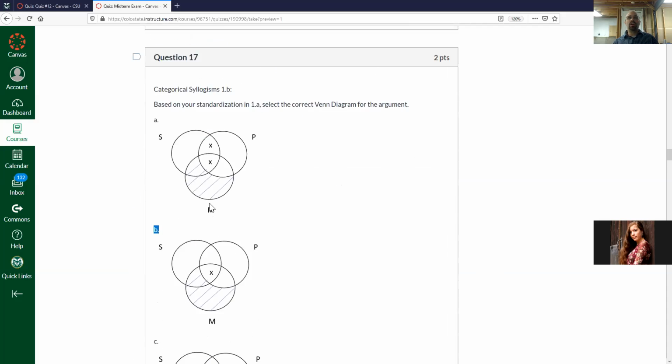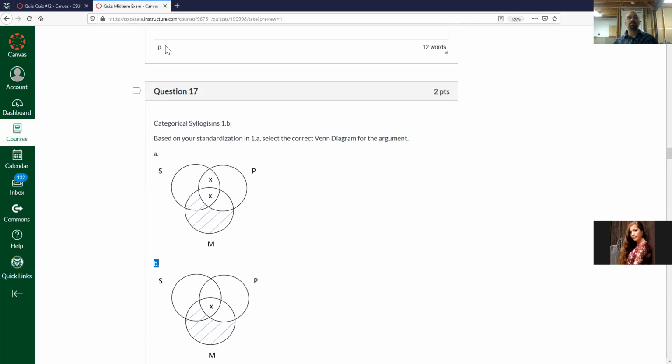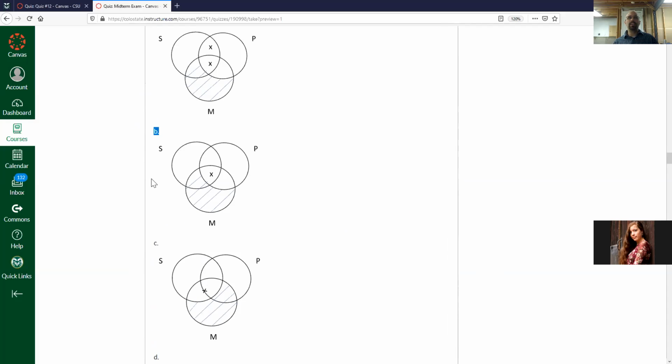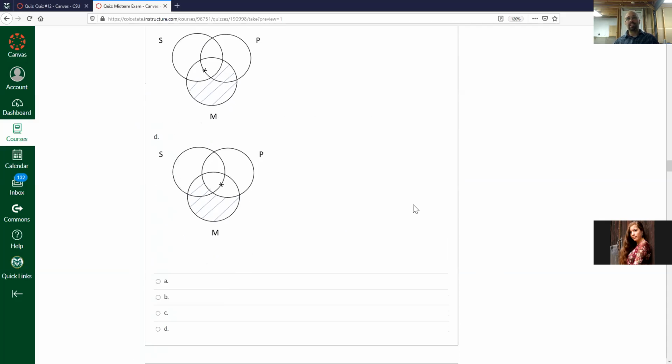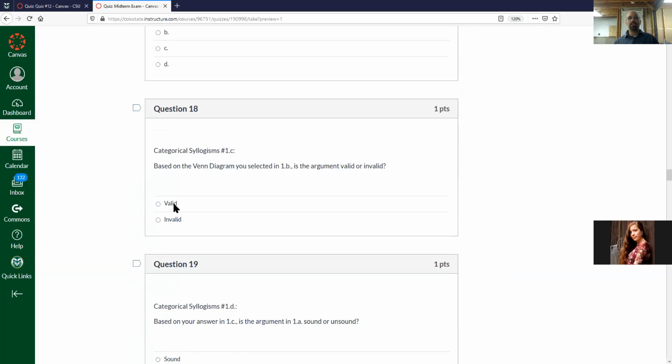Is the conclusion already present? So the conclusion is some S is P. Do I see some S is P in the Venn diagram? I do. And which S is P? That one, the X. So I do indeed see my conclusion present. So the argument is valid.